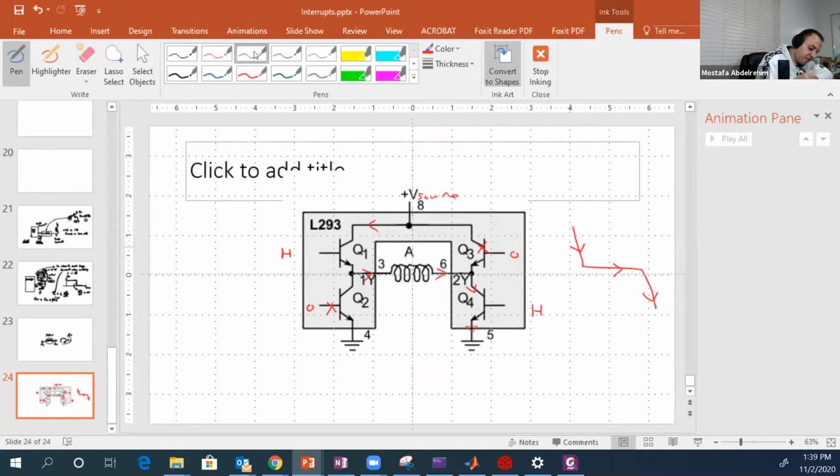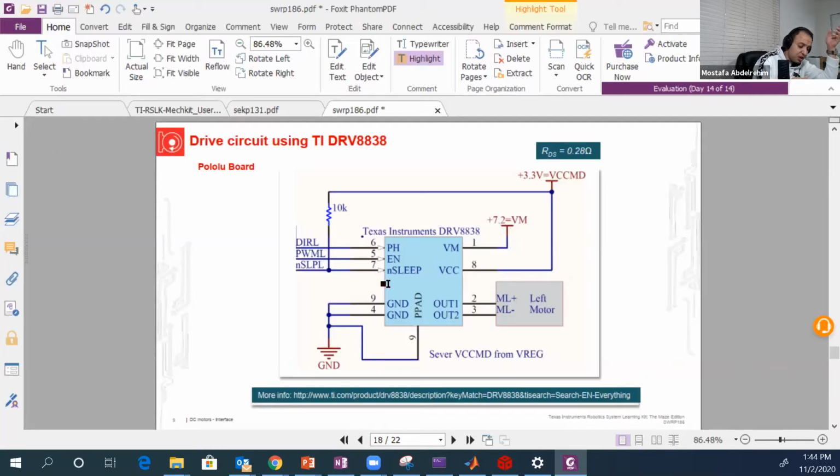Then if you do the opposite, if you put 0 here and 0 or low logic, so you put 1 there. If you put 1, it will not sleep, or it's on. If you put 0, it will sleep. Okay, so the IC will be off, so the motor will not run.